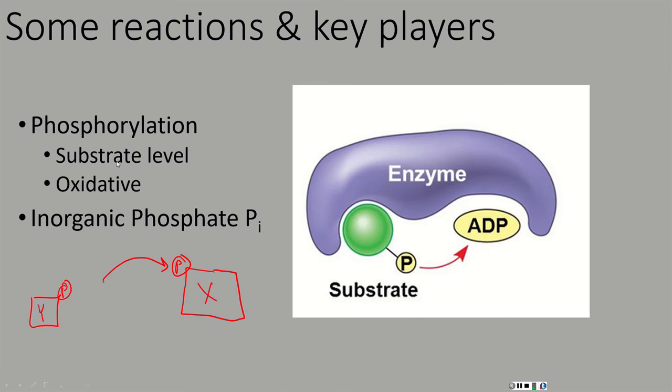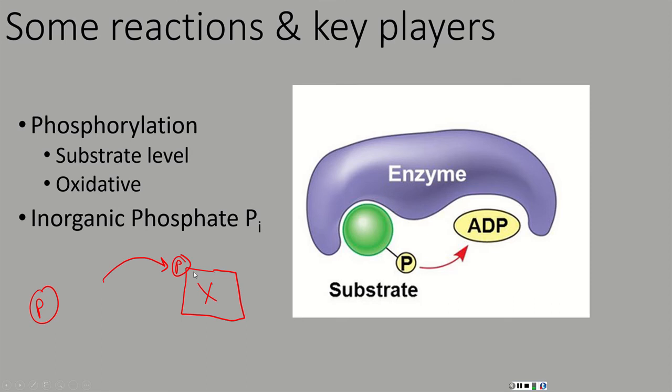On the other hand, we could have oxidative phosphorylation. In oxidative phosphorylation, the phosphate group is actually not attached to anything. It's just loose in the cytoplasm. And we call that inorganic phosphate. In inorganic phosphate, it is just a phosphate group not attached to anything. And that phosphate group is grabbed by an enzyme and attached to another molecule.